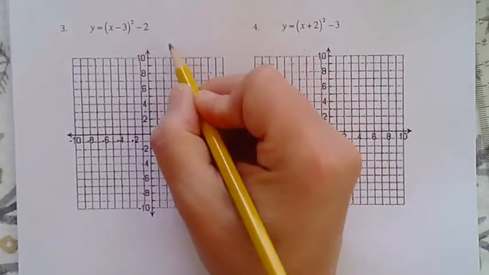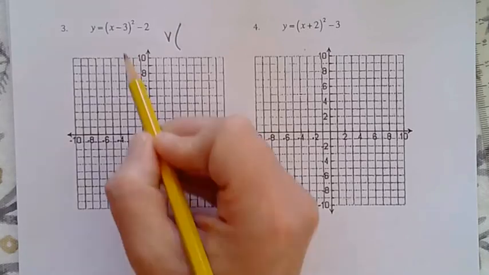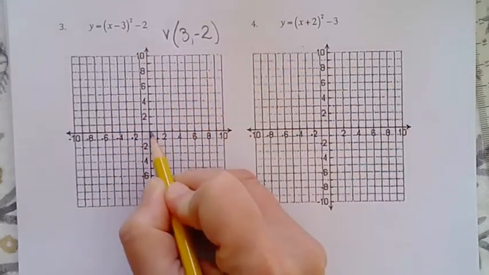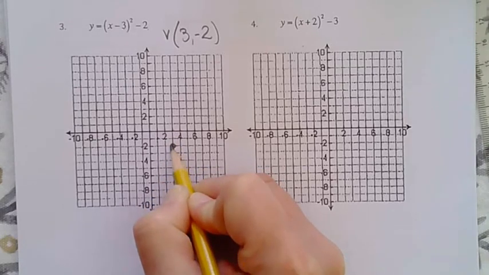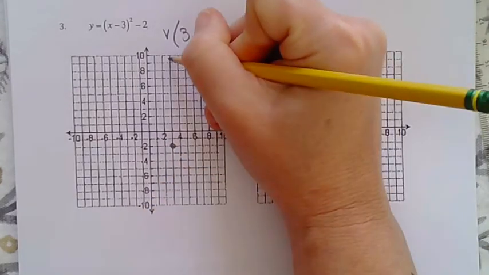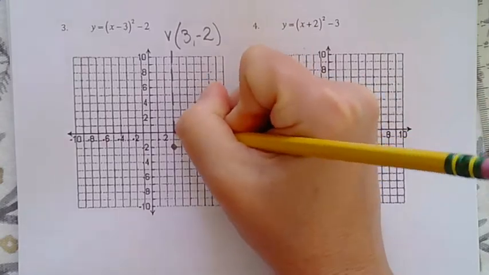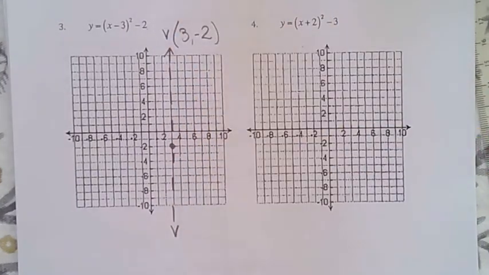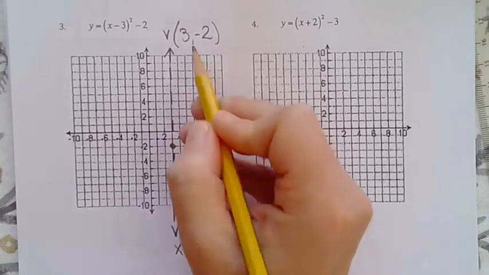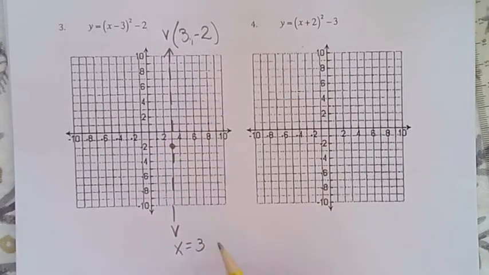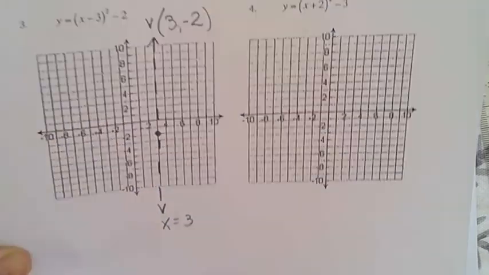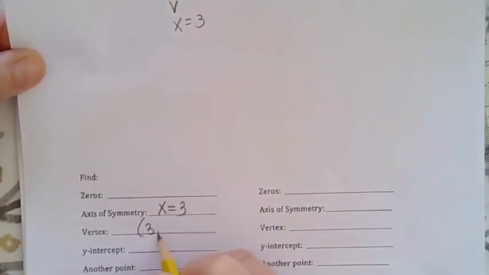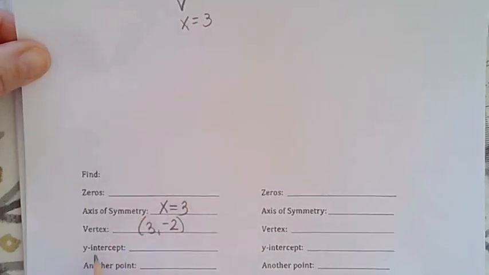First thing I'm going to do is pull out my vertex. Remember, your vertex is opposite same. 3, -2, so I'm going to go over 3, down 2, plot your point. That also gives me my axis of symmetry. Draw that in, even if when you draw it, it's light, who cares? That is x = 3. So down here, we're going to write in both your axis of symmetry and your vertex.